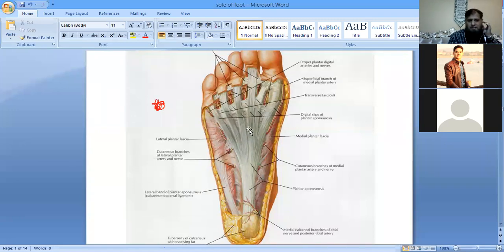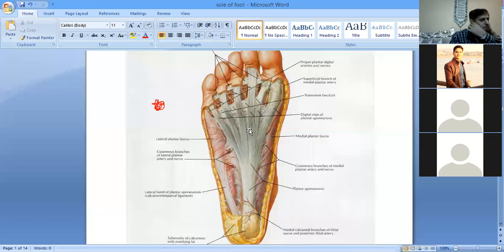Better distortion, अपना माइक बंद कर दें, बहुत डिस्टॉर्शन आ रही है. माइक अपना बंद कर दें.